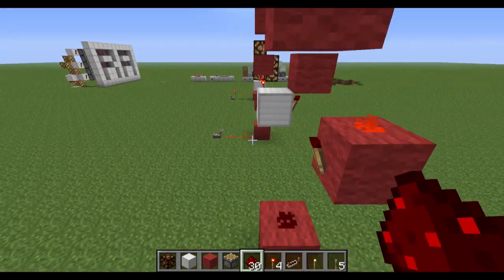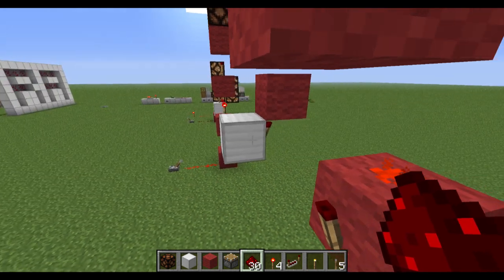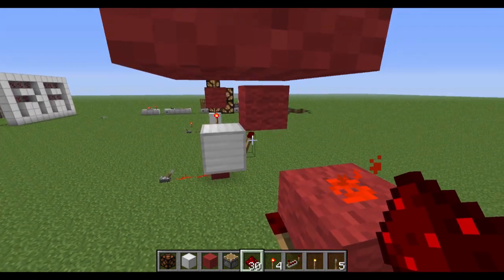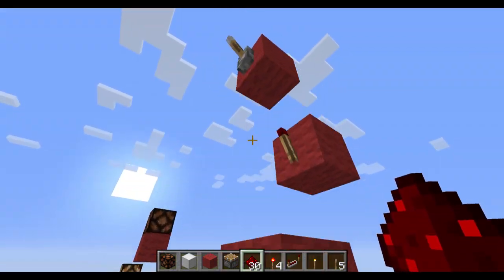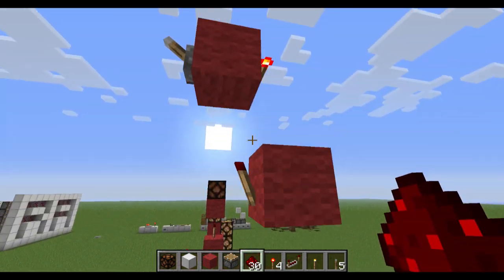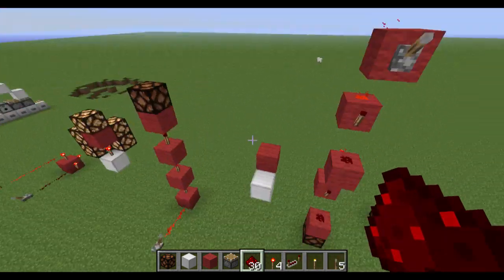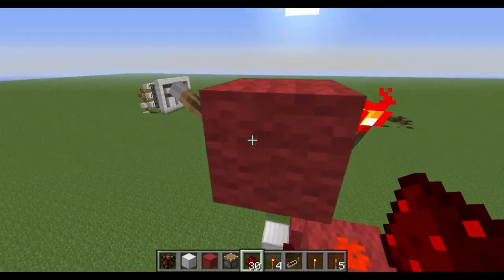And finally, well, not finally, we still got a little bit more. Here's a practical use for redstone torches on the side of a block. You can use it for downward vertical wiring. Now, it's not quite as compact as the one that goes vertically upwards, but it still works pretty well.